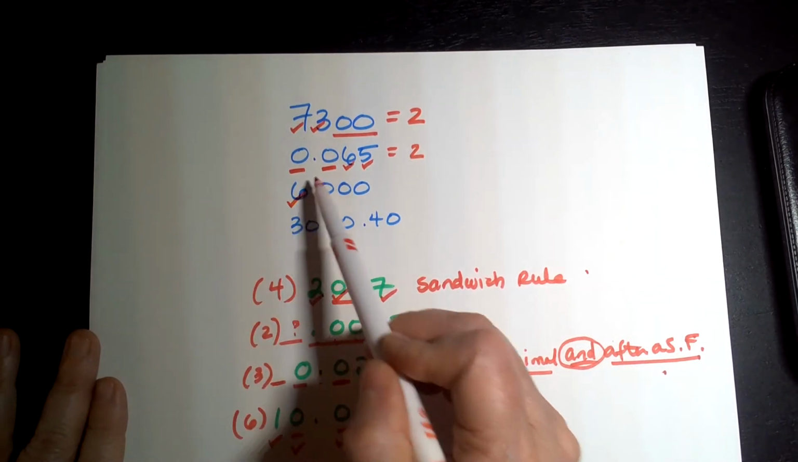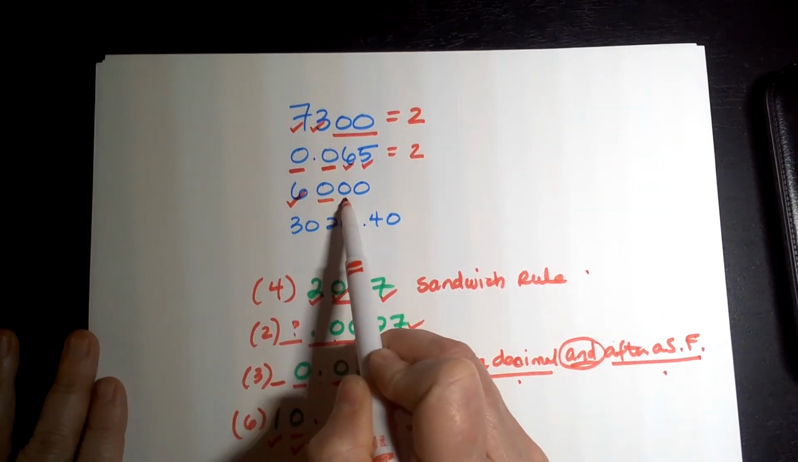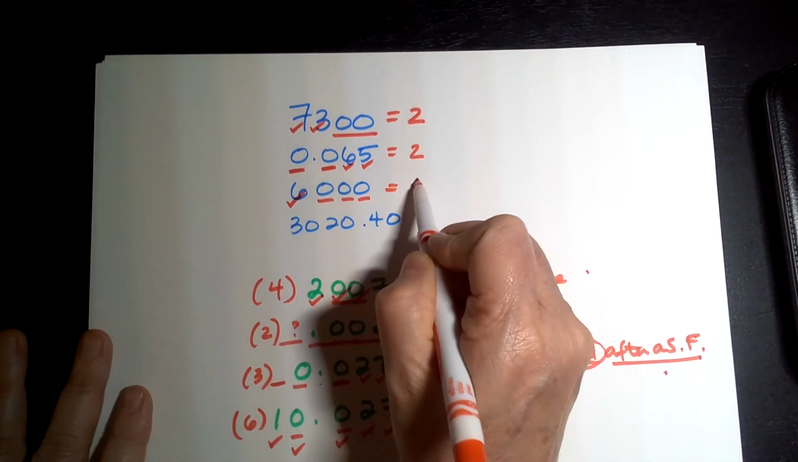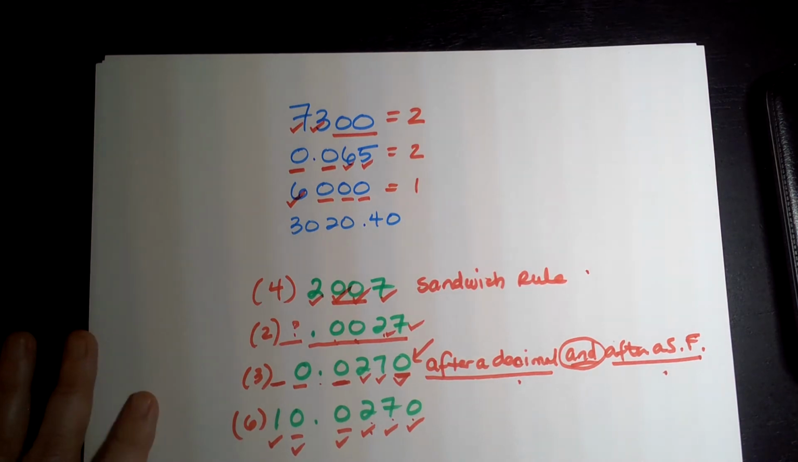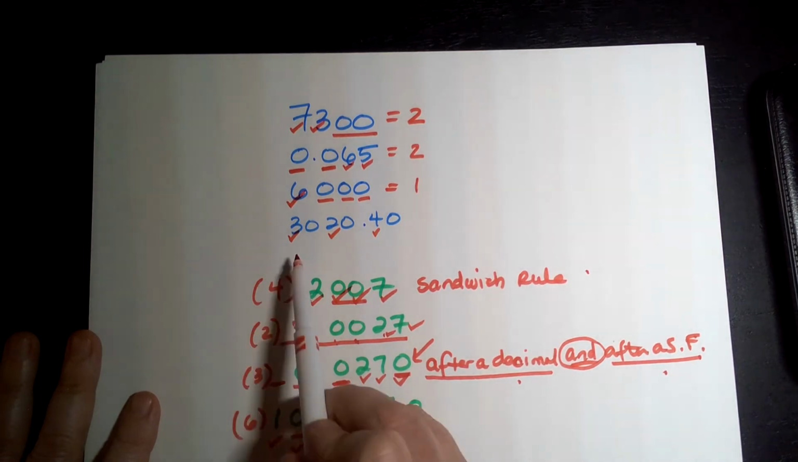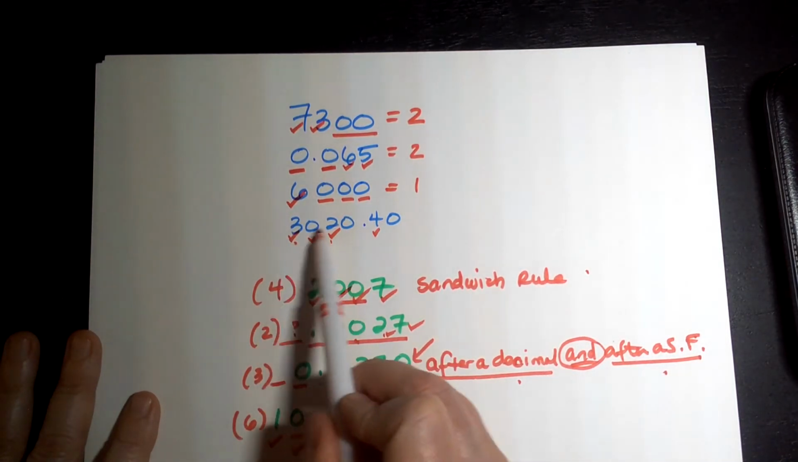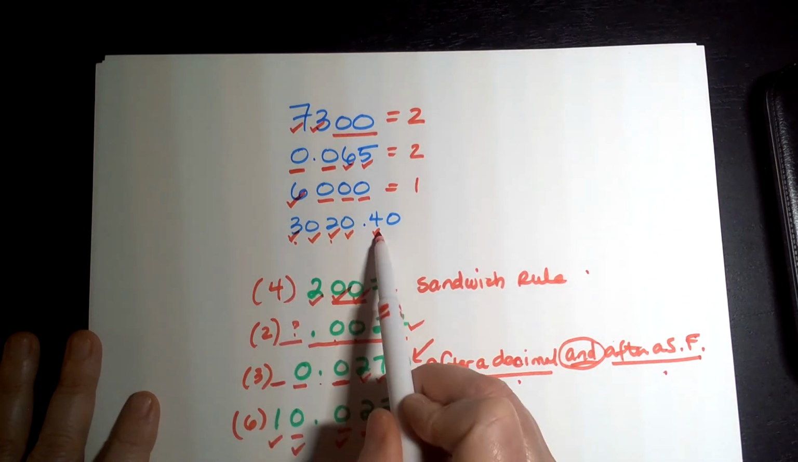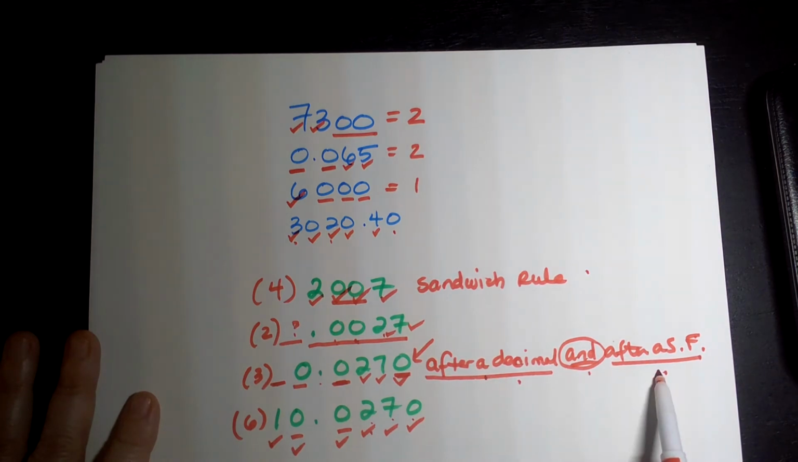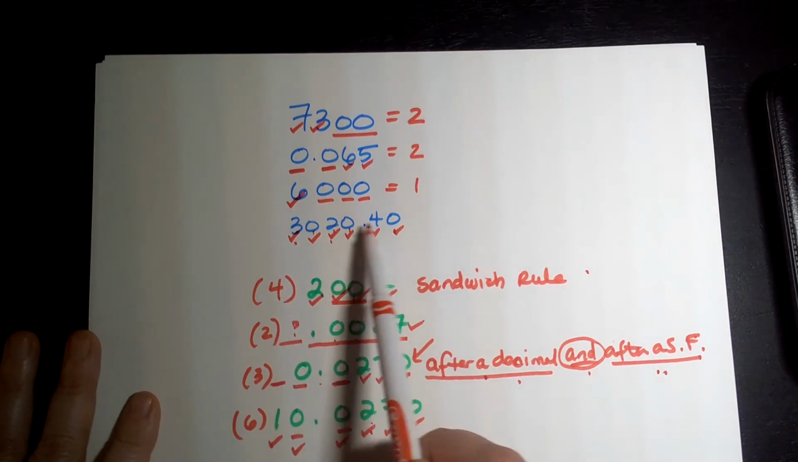All right, here we know 6 is significant, but these 3, they're not after a decimal, they're not sandwiched, and therefore they're just literally placeholders. So this one only has 1 significant figure. And then the last one, 3, 2, 4 are all significant. So because 3 and 2 are significant, 0 is between them. This 0 is between 2 and 4. And this 0 is after a decimal and after a significant figure. So it is also important. So this number has 1, 2, 3, 4, 5, 6.